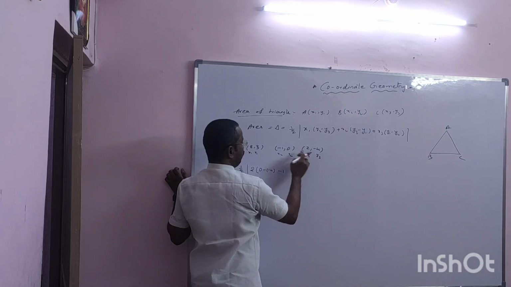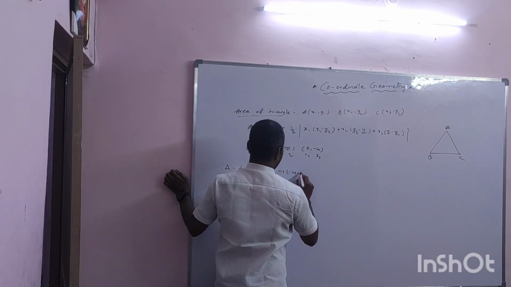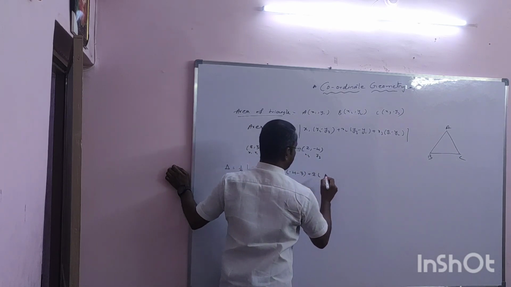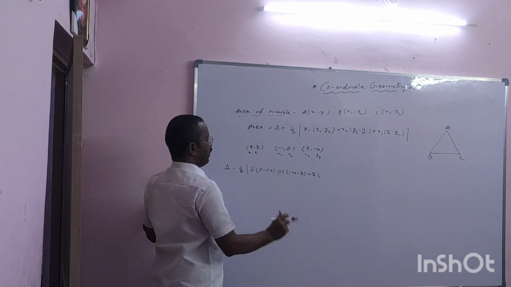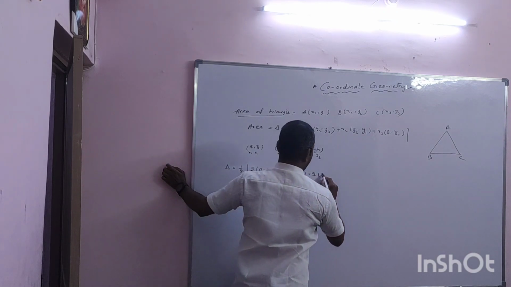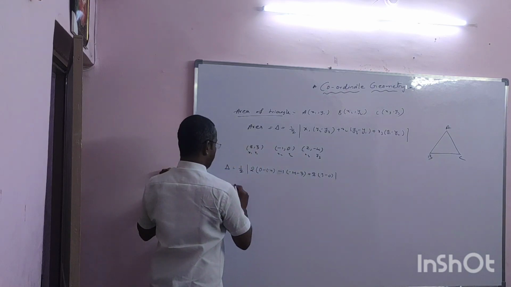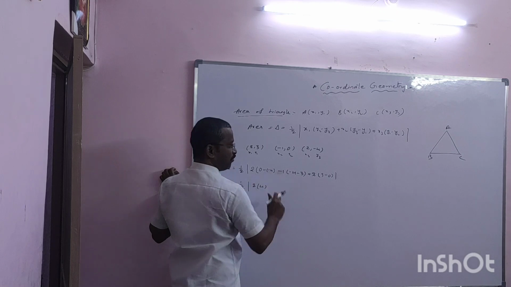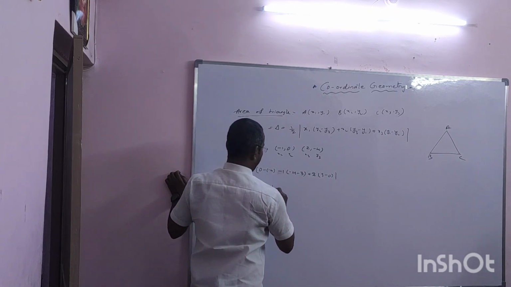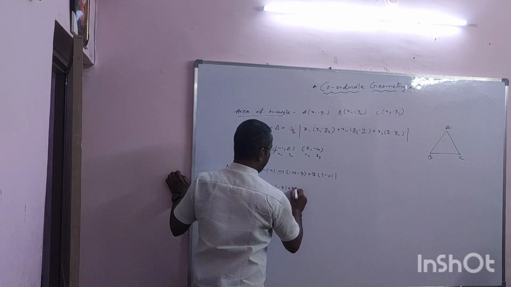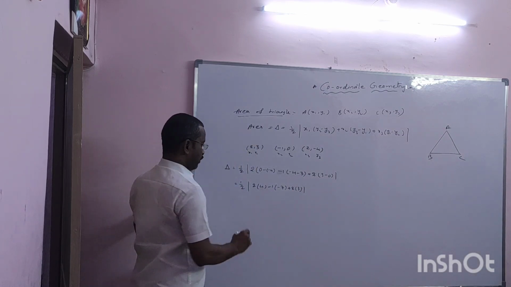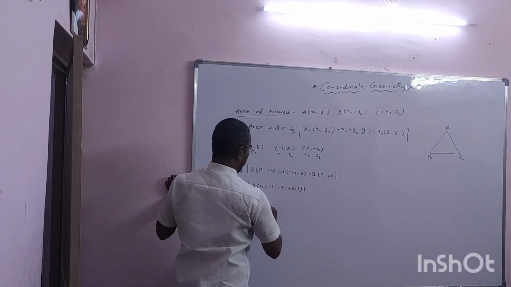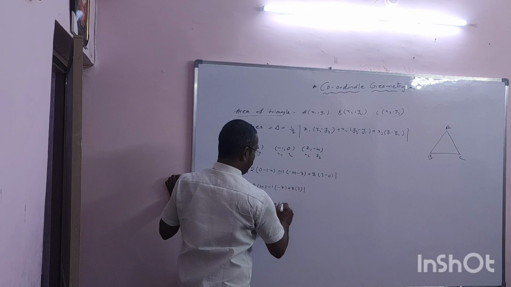Times y3 minus y1, so minus 4 minus 3, plus x3, which is 2, times y1 minus y2, that is 3 minus 0. So half of 2 times 4, because of minus plus, you can write it as minus 1 times minus 7 plus 2 times 3. Half of 2 fours are 8, minus into minus plus 7, 3 twos are 6.